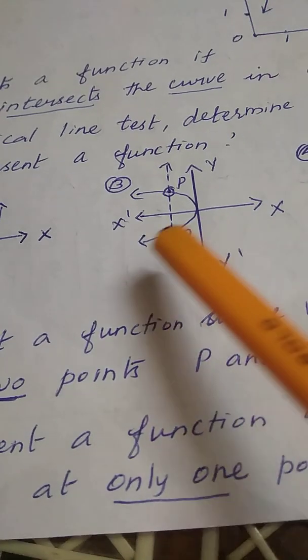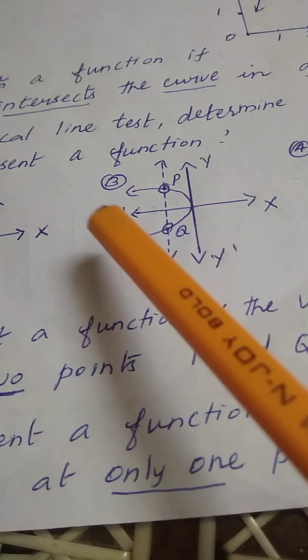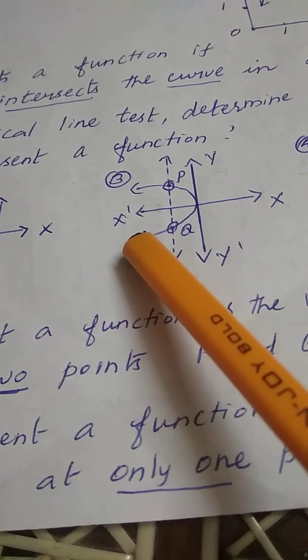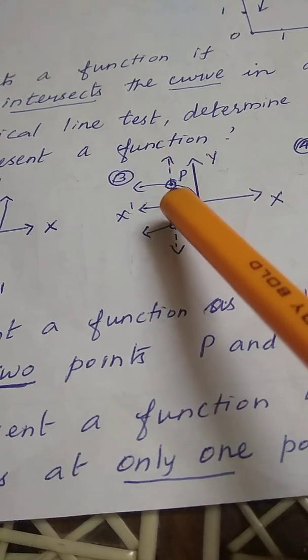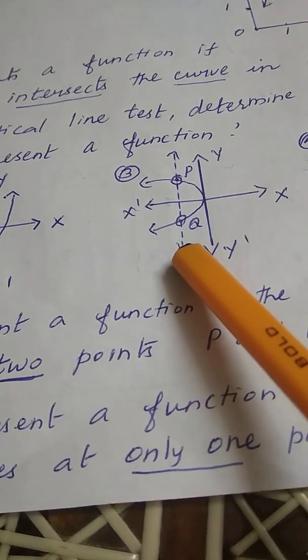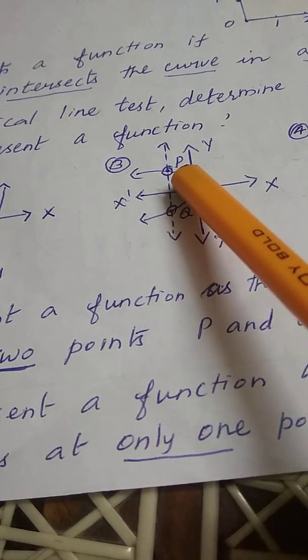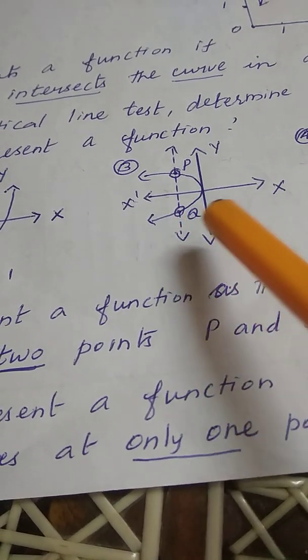Come to the third diagram. The x-axis, y-axis and the curve are given. To check whether this curve represents a function, you draw the vertical dotted line like this. It is touching the curve at 2 points, P and Q. So this curve is not a function.